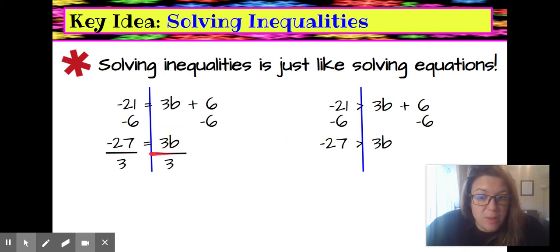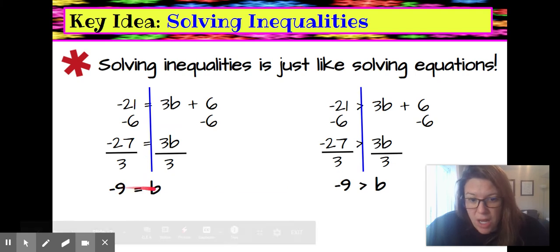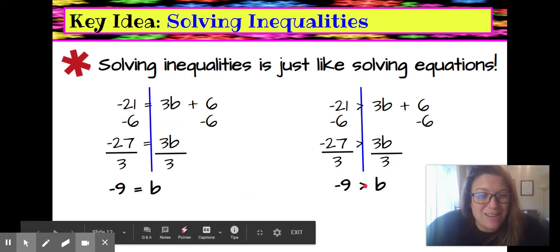Then I'm going to divide both sides by 3, because that's the number in front of the variable, right? Same thing for my inequality. So far, I've done nothing different. -9 equals b. That means that the equation only has one answer. It's -9. For this one, -9 is greater than b. So my answers are any numbers that are less than -9.